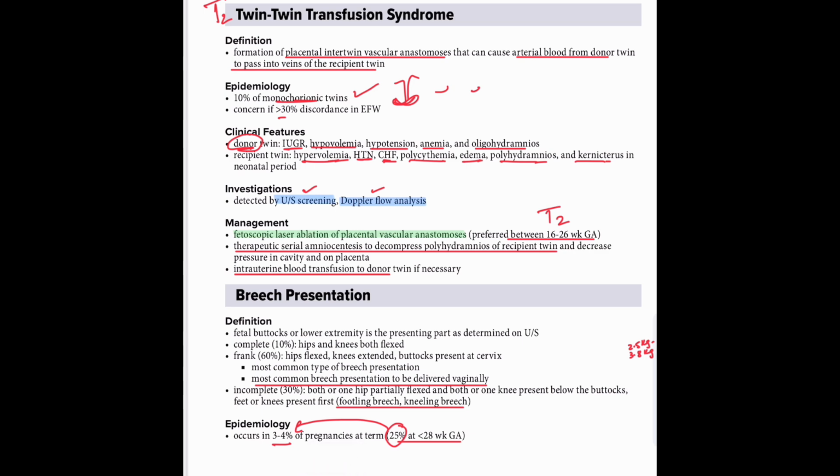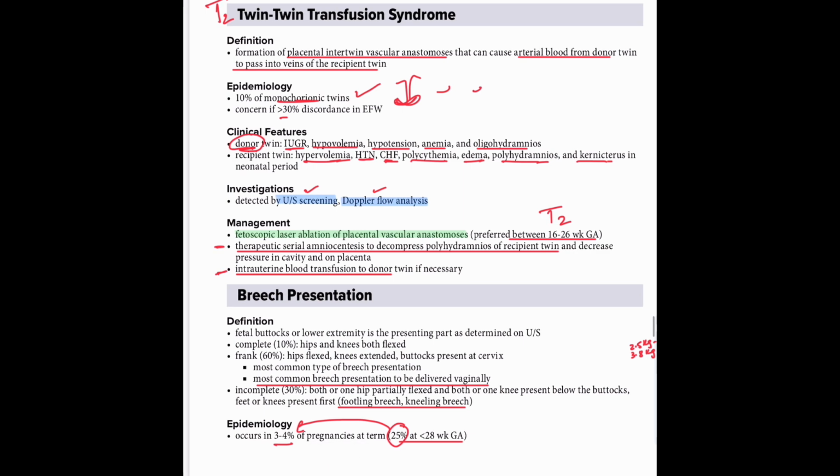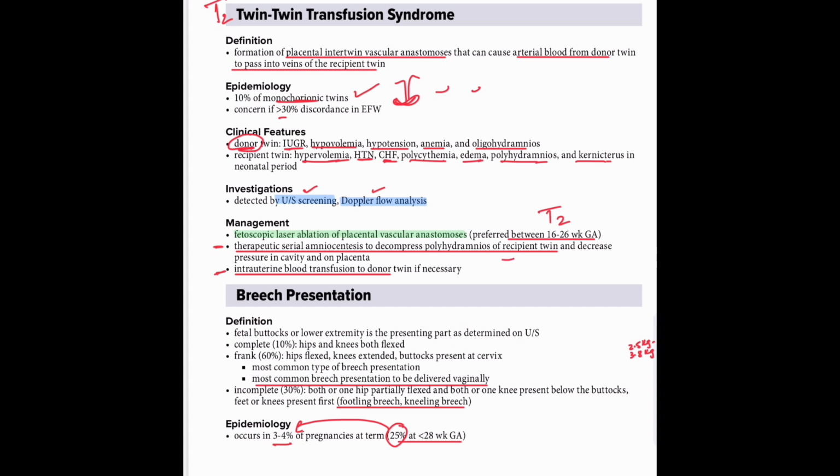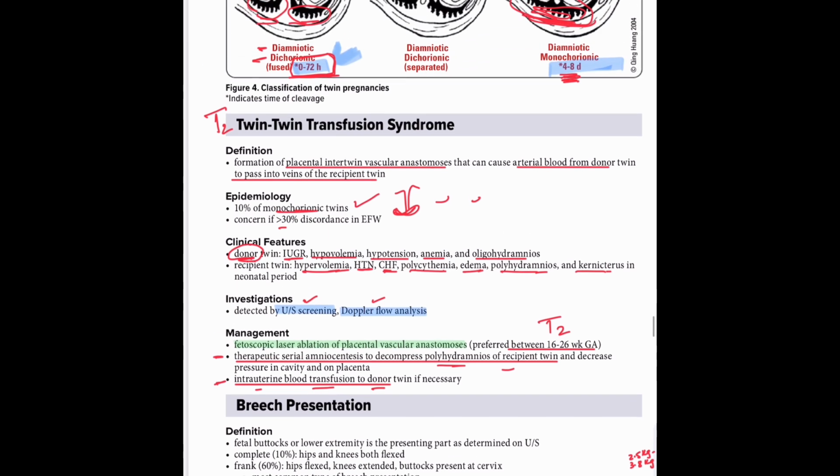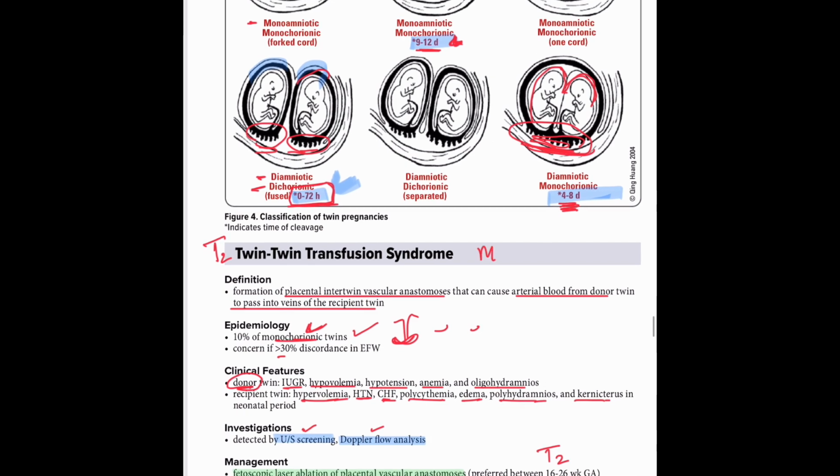And then for the recipient, which had polyhydramnios, we can do serial amniocentesis, we could just decompress it, take out the fluid and reduce the pressure in the cavity and on the placenta, and try reducing the uteroplacental insufficiency chances. And then for the donor, who was getting growth restriction, we can give intrauterine blood transfusion if necessary. So this is twin to twin transfusion syndrome, and it is 10% of monochorionic. Don't forget, it is in monochorionic twins, the ones who share placenta.